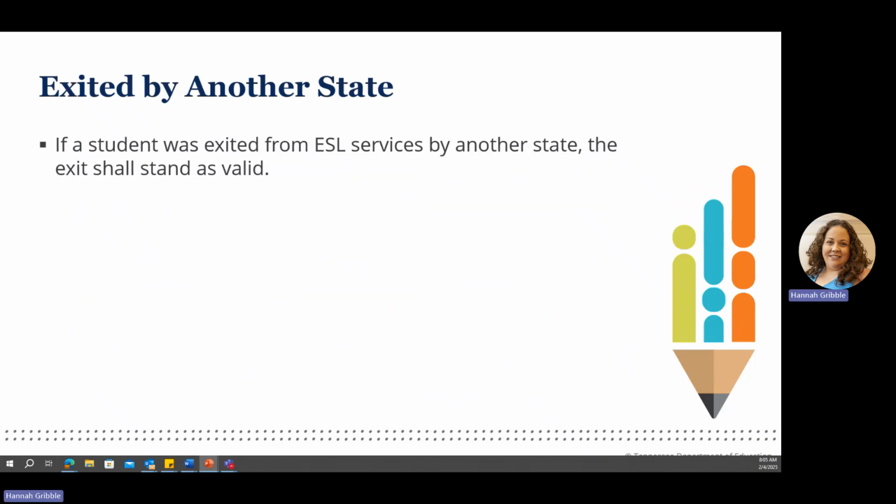If a student was exited from ESL services by another state, the exit shall stand as valid in Tennessee.